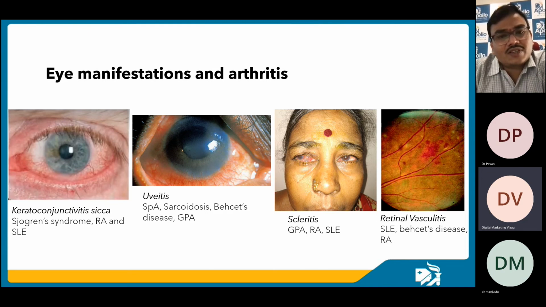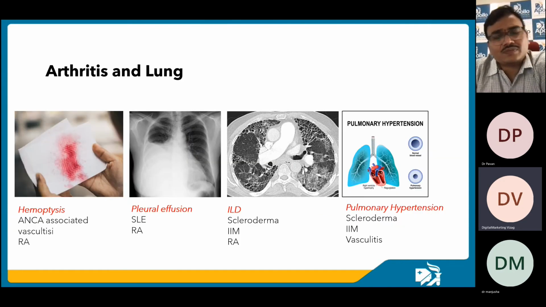So another presentation is retinal vasculitis, where SLE, Behçet's disease, and rheumatoid arthritis patients can present as retinal vasculitis as well. Coming to arthritis and lung, if the patient tells you has symptoms of hemoptysis, you think of ANCA-associated vasculitis or rheumatoid arthritis, because rheumatoid arthritis can have bronchiectasis and then they can present with hemoptysis.